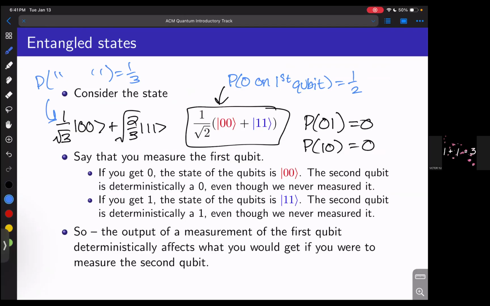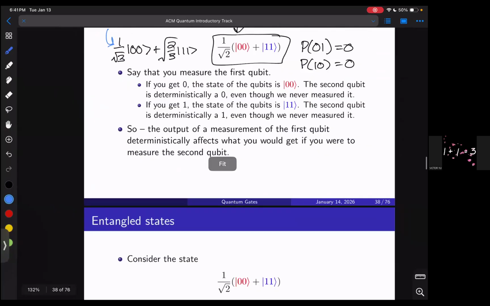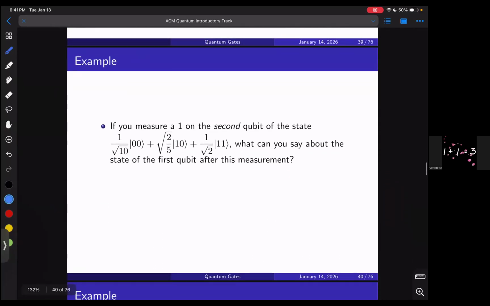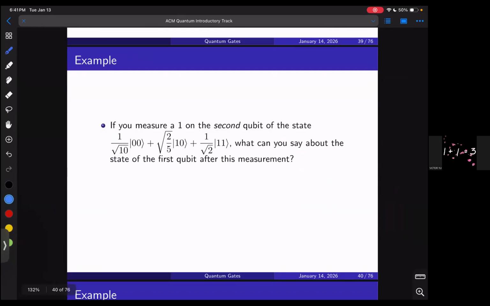Any other questions? Should go slightly faster. Okay, yeah. Oh, we have some case. Okay, these are entangled states.